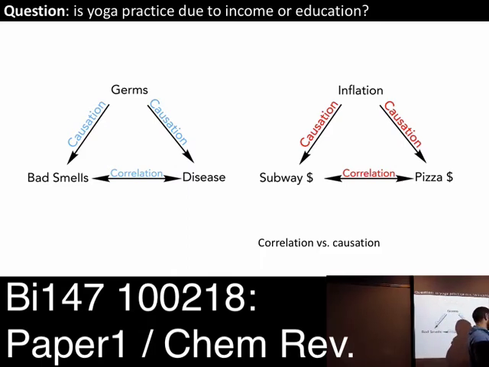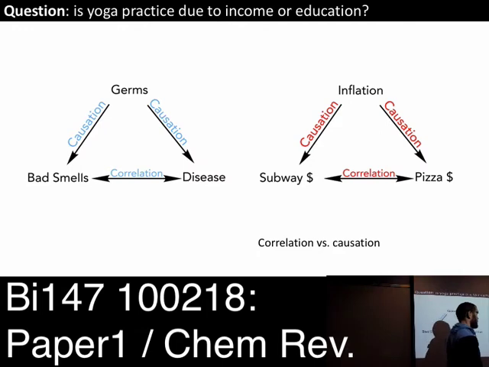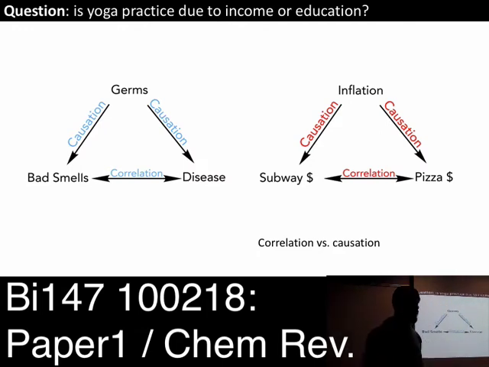Inflation causes the price of the subway to go up. Inflation causes the price of pizza to go up, but the cost of the subway doesn't make pizza price go up. They're just correlated.